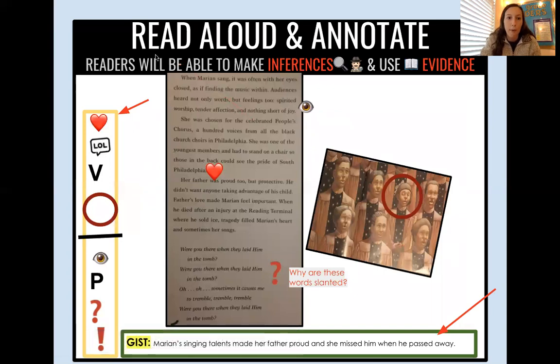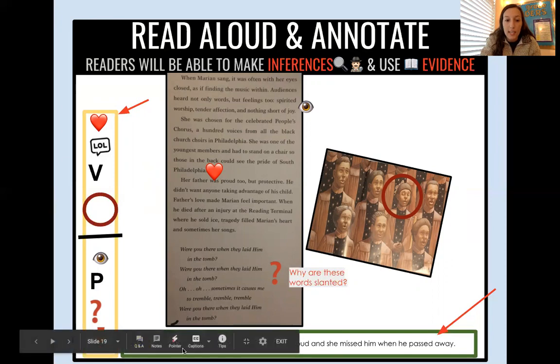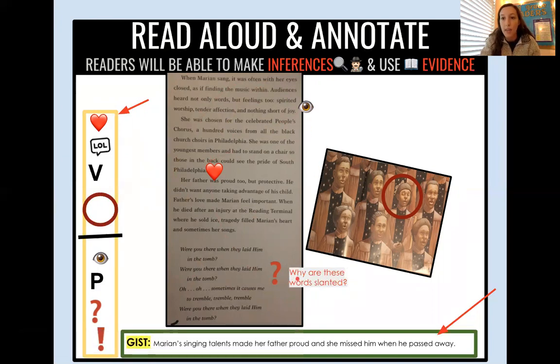Here is an example of how these think marks that we just talked about can help us find the gist that we see in the green box. So if I read this page quickly, then I'm going to talk about why these think marks help me annotate.